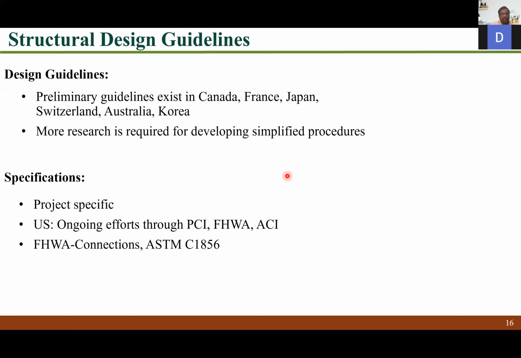Okay, so there are some design guidelines available. Preliminary guidelines are available in Canada, France, Japan, and so on. However, more research is still required for developing simplified procedures for mix design. And for a certain project, the specifications have to be given. That would depend upon the application for which you are going to use the UHPC, so it will be project specific. And in the United States, of course, there are PCA, Federal Highway Administration, and ACE. They all joined together.